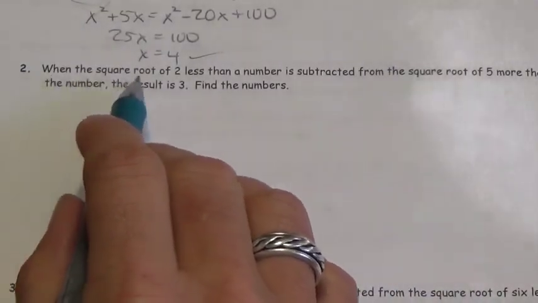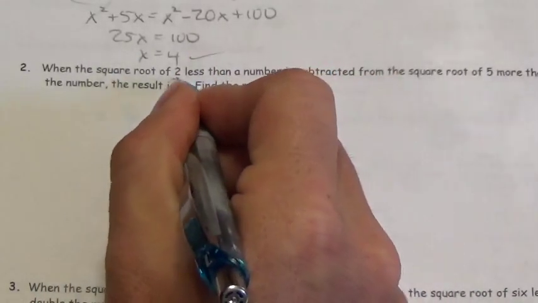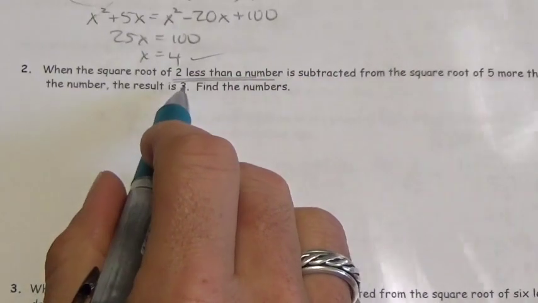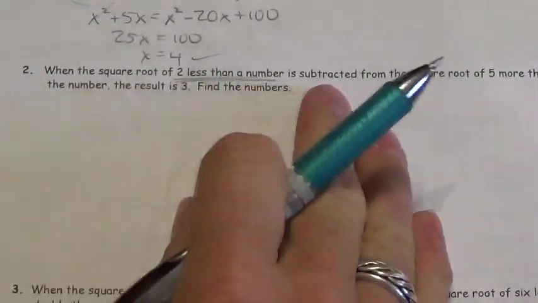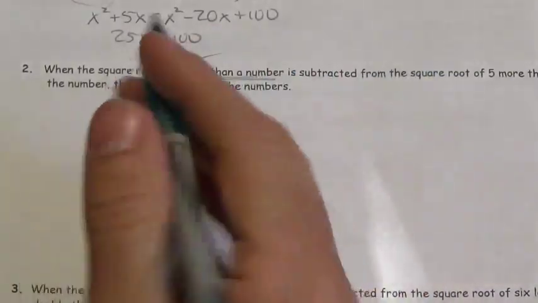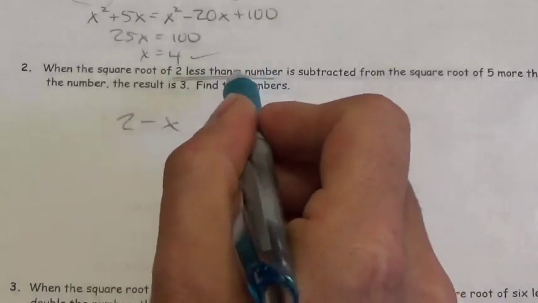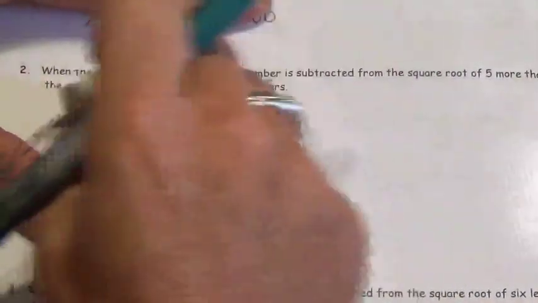It says when the square root of 2 less than a number. Okay, 2 less than a number. Now, a lot of times people read this as if it's just in that order, and it's supposed to come up in that order, like 2 less than a number. But it's the word than that actually makes all the difference here. This is not 2 minus x.